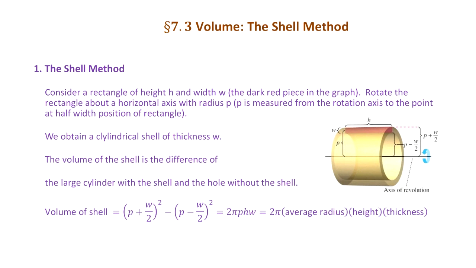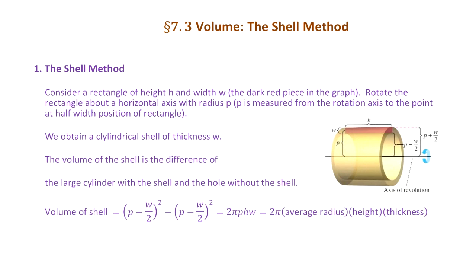Okay, you can see that with radius p. So p is the radius of rotation about the rotation axis, and this p is measured from the axis to the midpoint of this rectangle, or the point at half-width position of the rectangle. If you look at it fully, that's how it is defined.